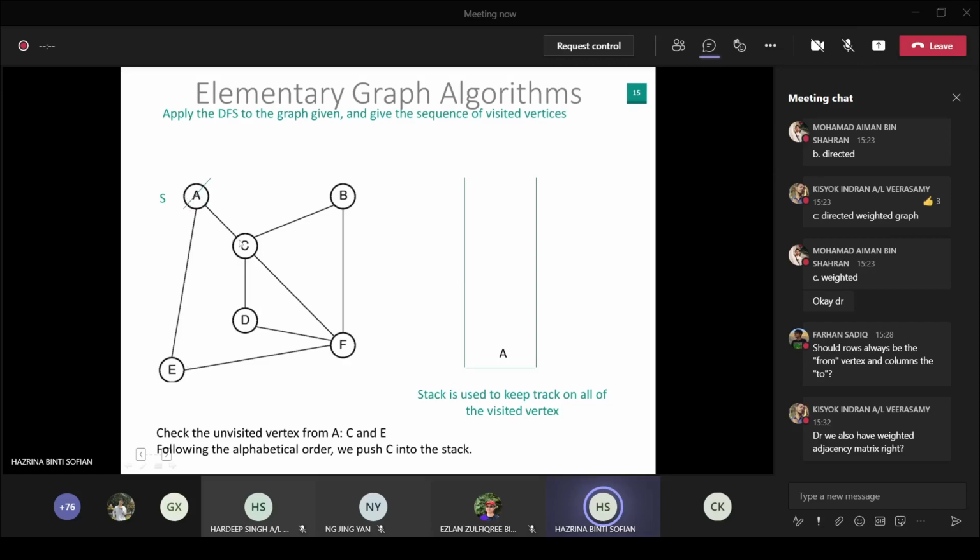So since we can go to C and E, we push them into the stack. If you remember from your data structures, for a stack we can push and pop, right? So we push C, and we also push E. Currently the sequence of visited vertices is A and C.